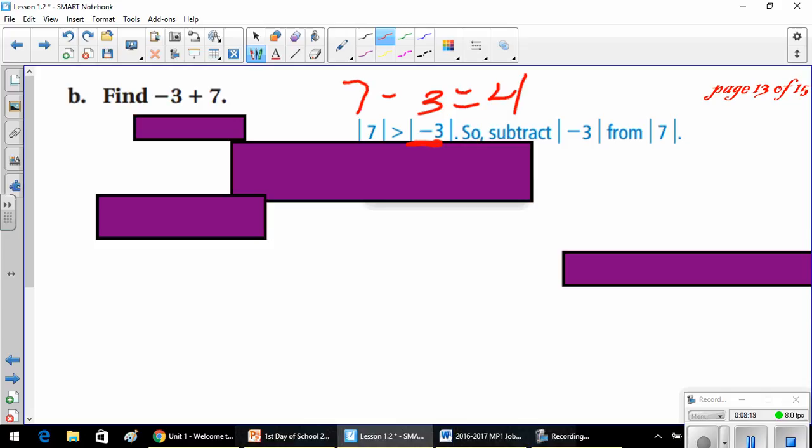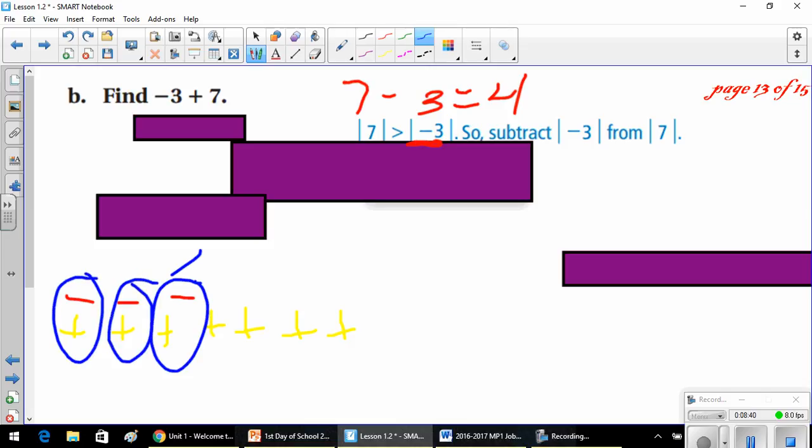Again, for those of you asking why we're subtracting, here's a model. 1, 2, 3 negatives. And I'm going to add to that 1, 2, 3, 4, 5, 6, 7. Okay, and I will take away the zero pairs. Subtract 1, 2, 3. You notice how I took these 3 away, because my colors are different. So my final solution, if I look at the absolute values, 7 has a bigger absolute value than negative 3, so I'm going to keep my answer positive.